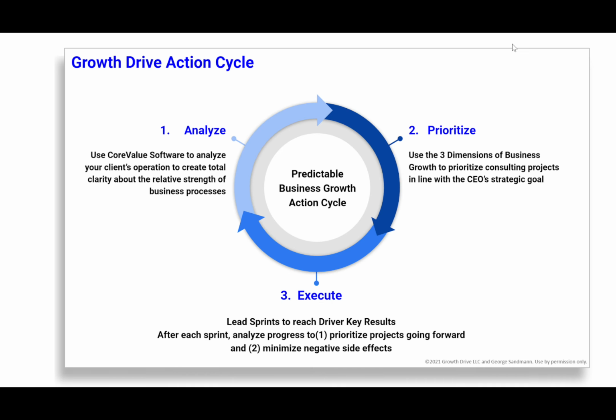And your goal is to help position yourself as someone who can provide clarity around the bottlenecks to growth, the bottlenecks to enterprise value, and to help guide the CEO to reach their intended goal. And the way you'll do this is by implementing the Growth Drive action cycle. In the action cycle, analyze the client using the Core Value software. You'll take the results of that analysis and prioritize it in line with the CEO's goal using the three dimensions of business growth, and then execute month by month, putting together the prioritized driver objectives as sprints, moving the client forward.